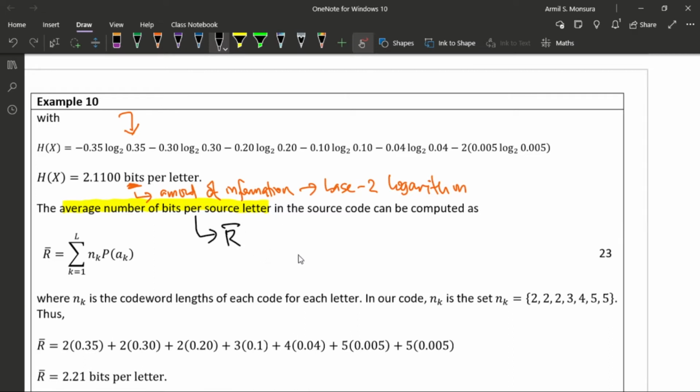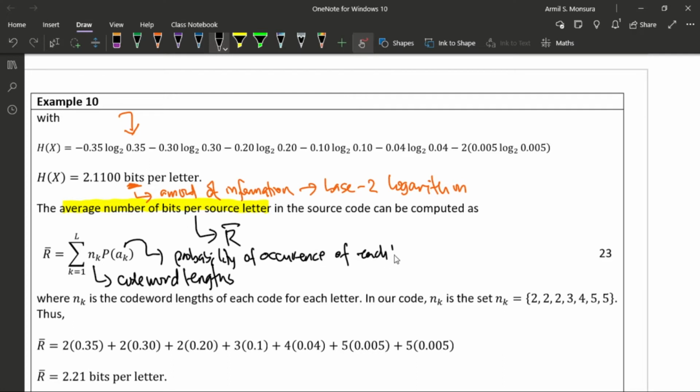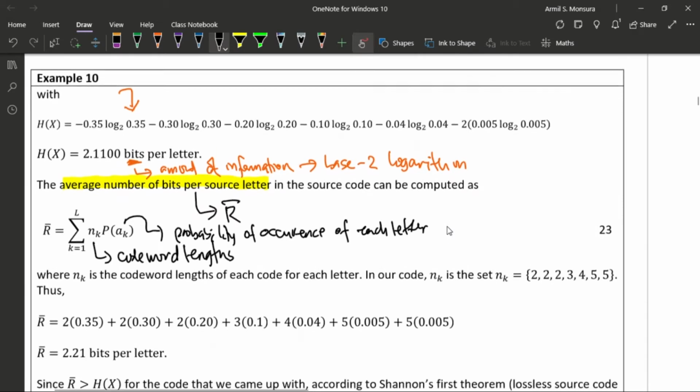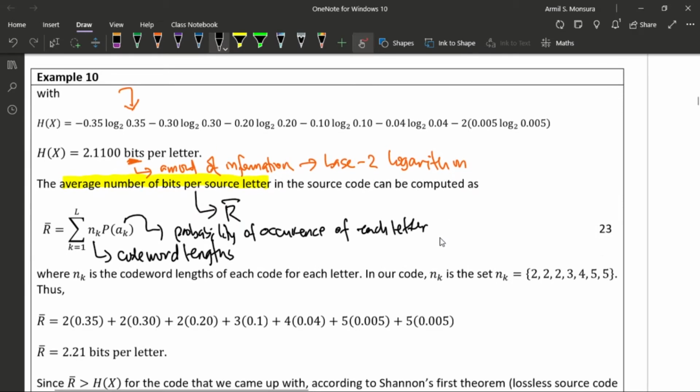Okay, now, ang R bar kasi ay nakadepende sa code word lengths. Nakadepende siya sa code word lengths and at the same time sa probability of occurrence of each letter. Okay, so ayan. Now let's try to determine yung mga code word lengths ng ating na-design na, or na-synthesize na code.